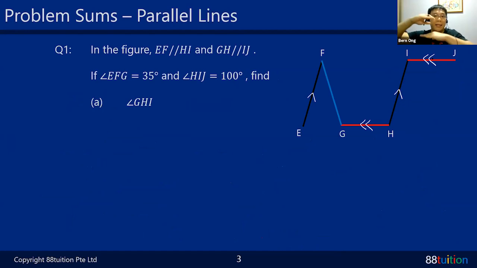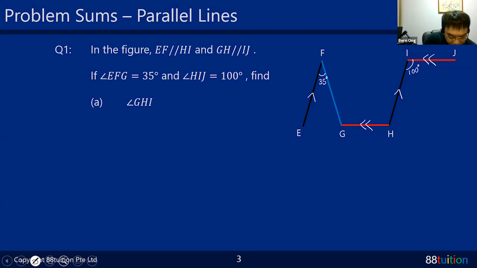The two strokes mean they are the same, one pair. You cannot remove them. So they are considered one pair of parallel lines. Then the clue says that EFG is 35. EFG down here is 35 degrees. So you put in the information. HIJ is 100 down here. HIJ is 100.